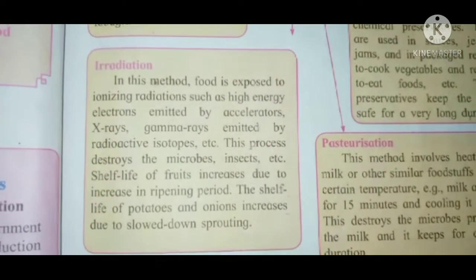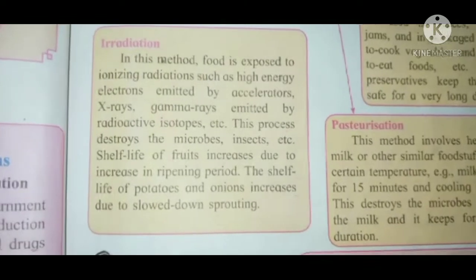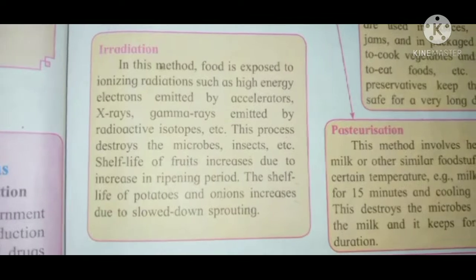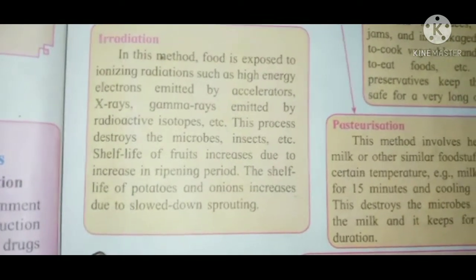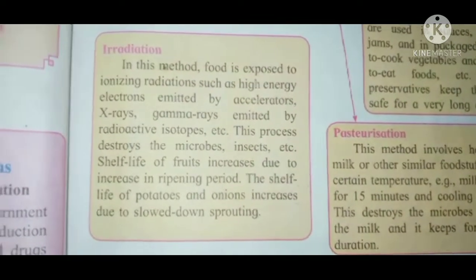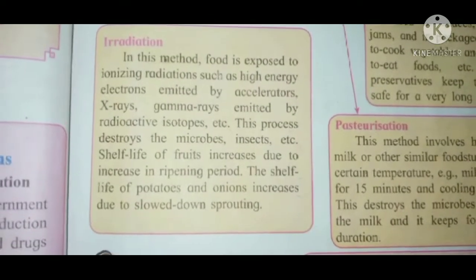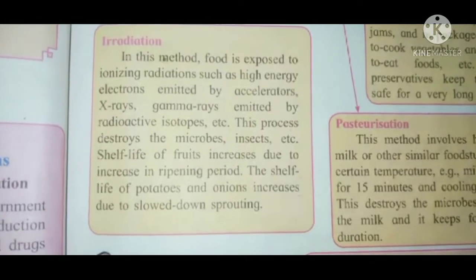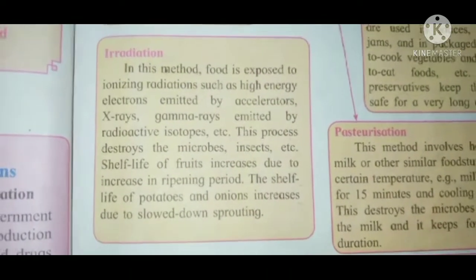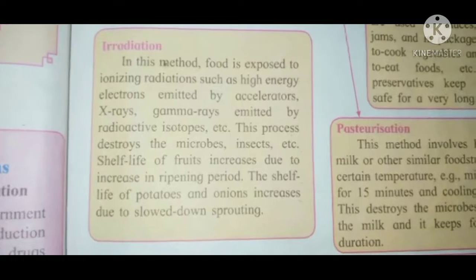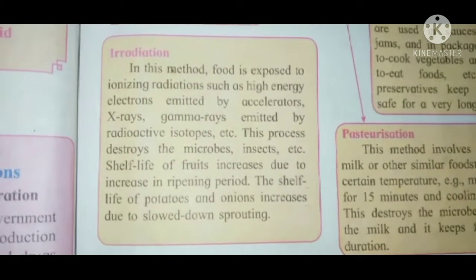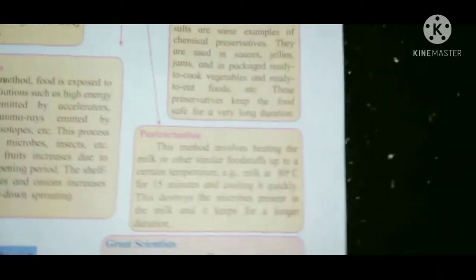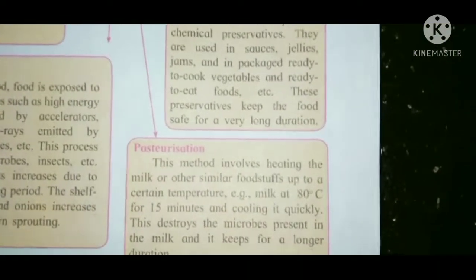the accelerators, X-rays, gamma rays emitted by radioactive isotopes, etc. This process destroys the microbes, insects, etc. Shelf life of fruits increases due to the increased ripening period. The shelf life of the potatoes and onions increases due to the slowed down sprouting. Okay. So the next is pasteurization.